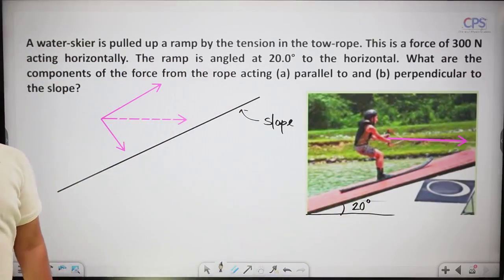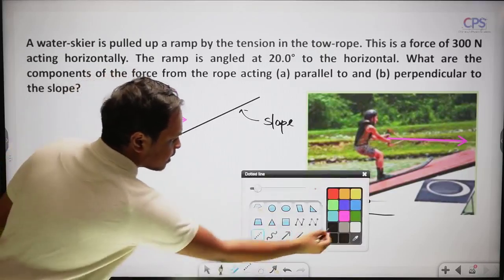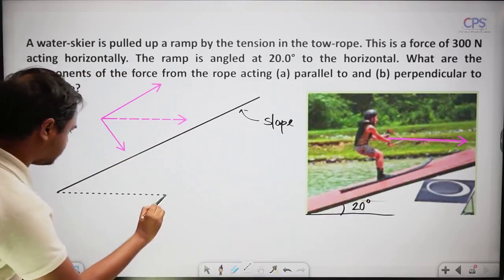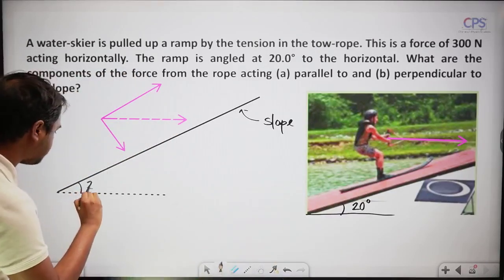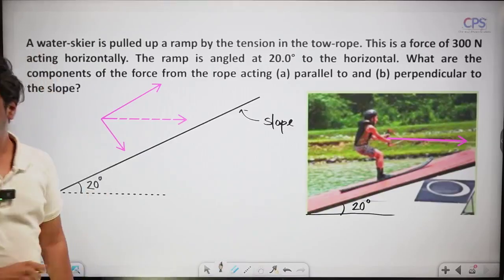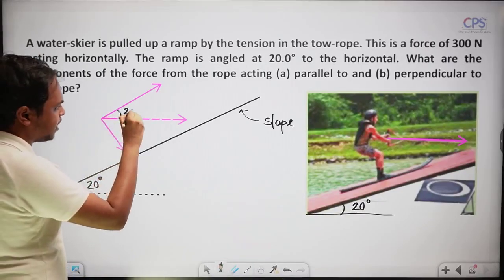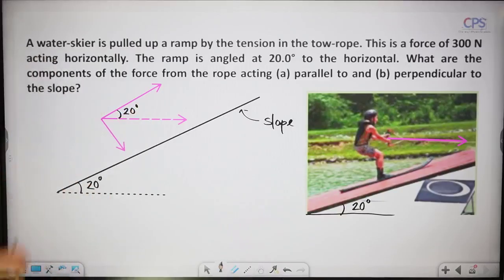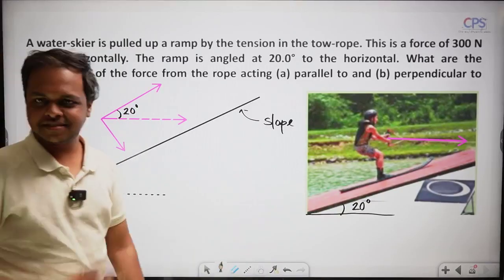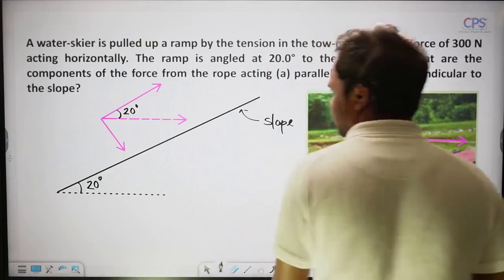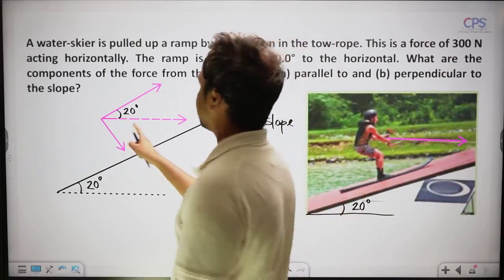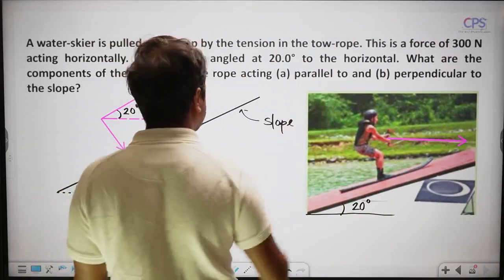Now what is the angle? See, this angle is given 20 degrees, right? It's given 20 degree. So this angle and this angle is same, right? See it? See it, feel it. This is the same angle. So see, how much is it? 300 Newton.